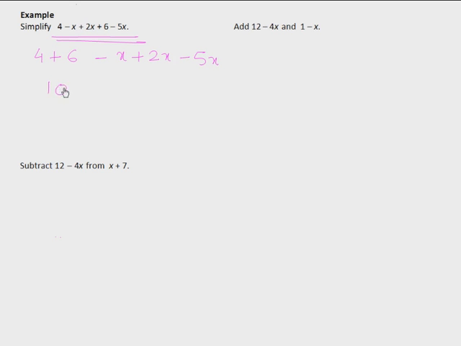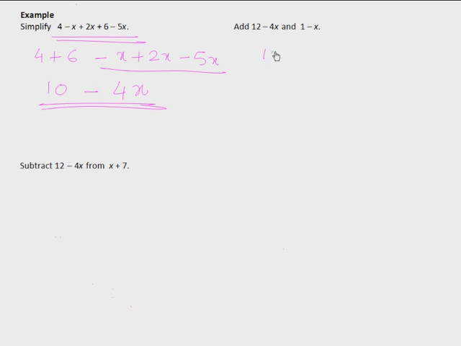So this becomes 10. And this total is how many x's? I have minus x plus 2x minus 5x. So I can do it in order. Minus x plus 2x will give me 1x left. That x minus 5x will give me minus 4x. So I'll end up with 10 minus 4x. That's the best simplification I can do.